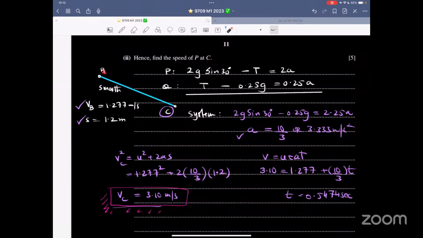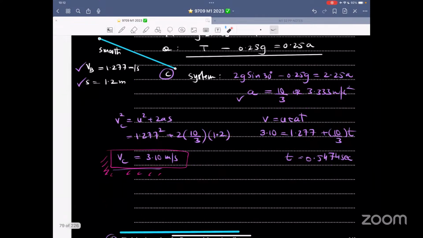So now B and C, that is the smooth surface. The final velocity from the previous part becomes the initial velocity. Distance is 1.2. Now find a new acceleration. The acceleration will change. Why? Because it's a smooth surface. Mg sine theta minus tension is Ma. Tension minus Mg is Ma. A comes out to be 10 over 3.